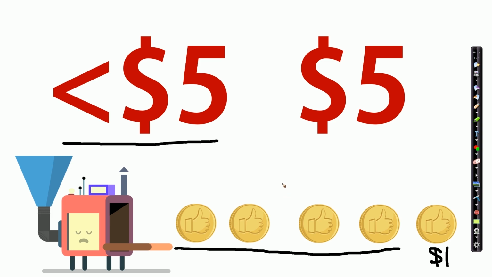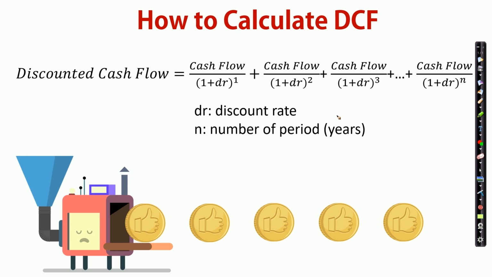So these 4 future coins will be worth much less than $4. And therefore, this entire money-making machine is worth less than $5. So with the analogy put forth just now, I hope you can better understand this scary-looking equation. I hope it doesn't appear as scary to you anymore.